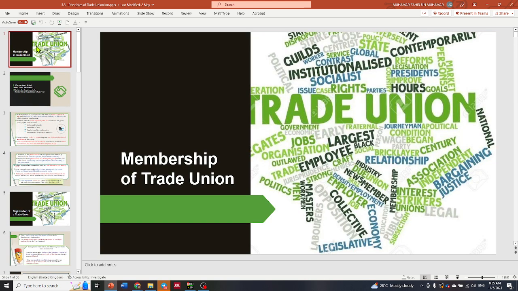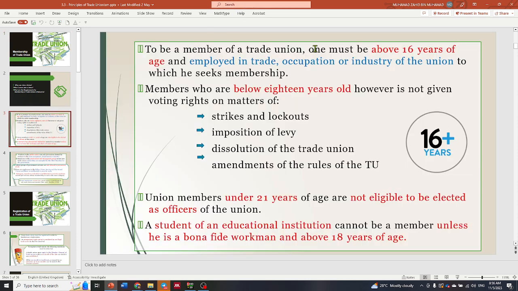So dalam chapter ni, we are going to continue about membership of trade union. Jadi, to be a member of a trade union, one must be above 16 years old and employed in trade, occupation, or industry of the union to which he seeks membership. Second, members who are below 18 years old, however, are not given voting rights on matters of strikes and lockouts, imposition of levy, dissolution of the trade union, amendments of the rules of the trade union. Third, union members under 21 years of age are not eligible to be elected as officers of the union.